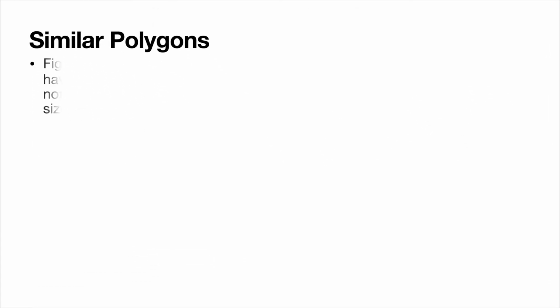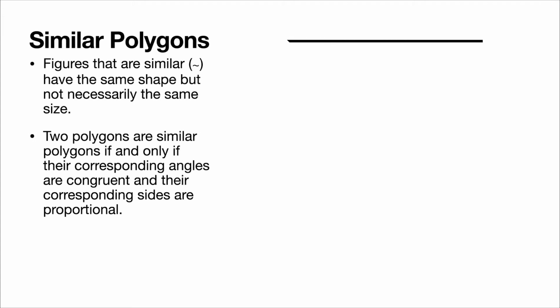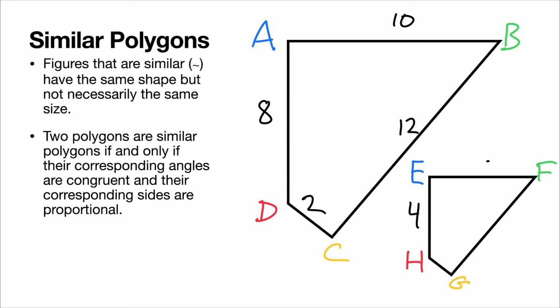Figures that are similar, with what looks like the top of the congruent symbol, have the same shape, but not necessarily the same size. That's why it looks like the top of the congruent symbol, because it's the same shape, but it's not actually equal. The sizes are different. Two polygons are similar polygons if and only if their corresponding angles are congruent and their corresponding sides are proportional.